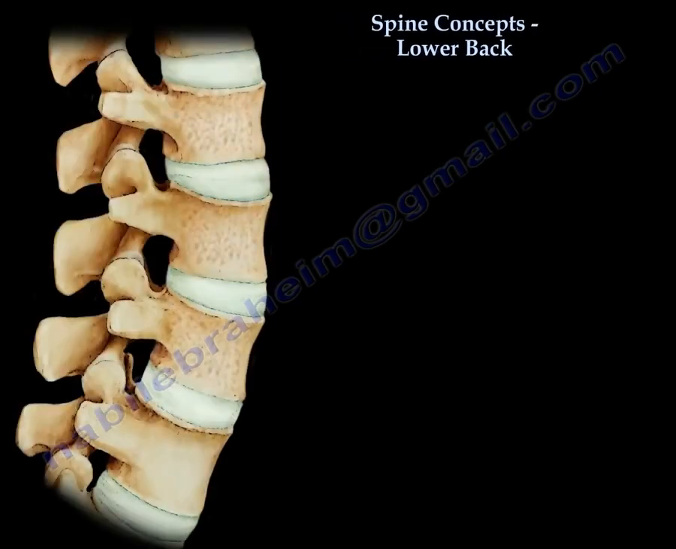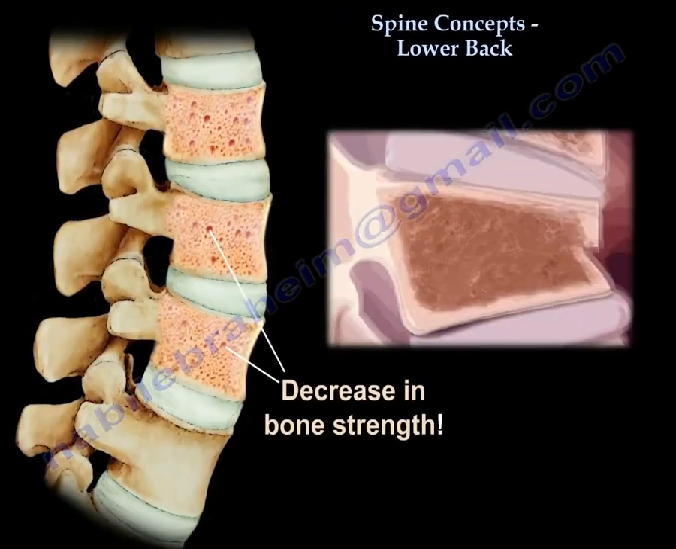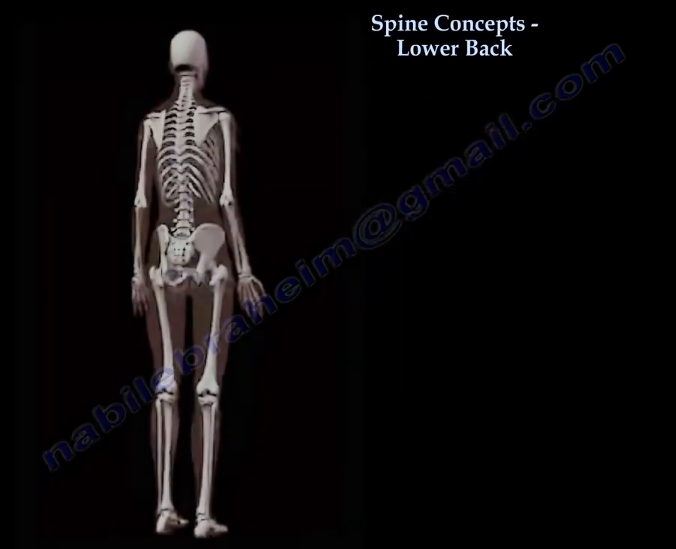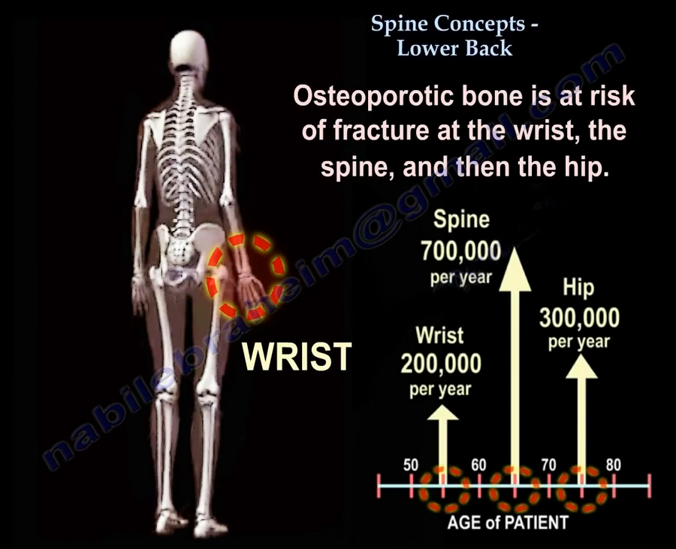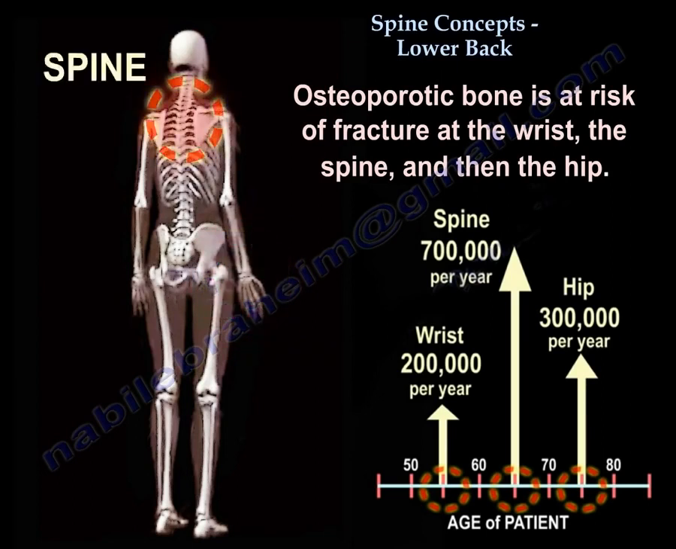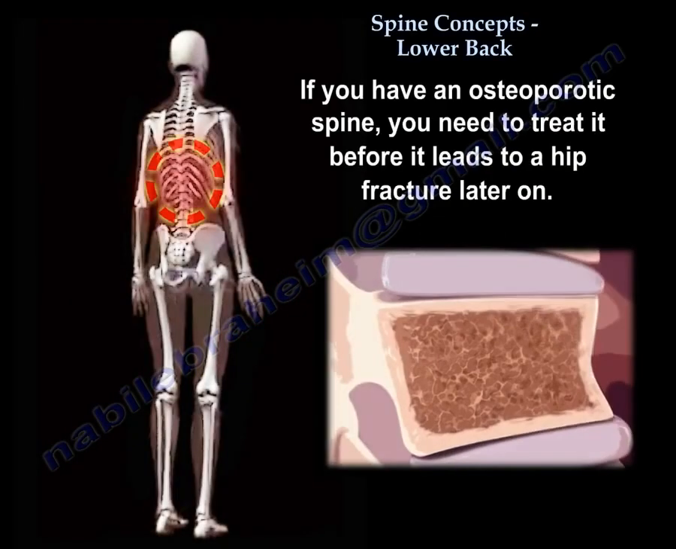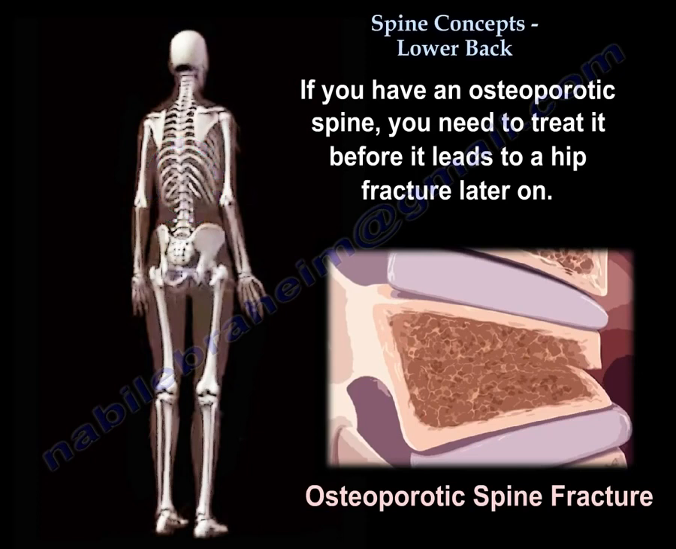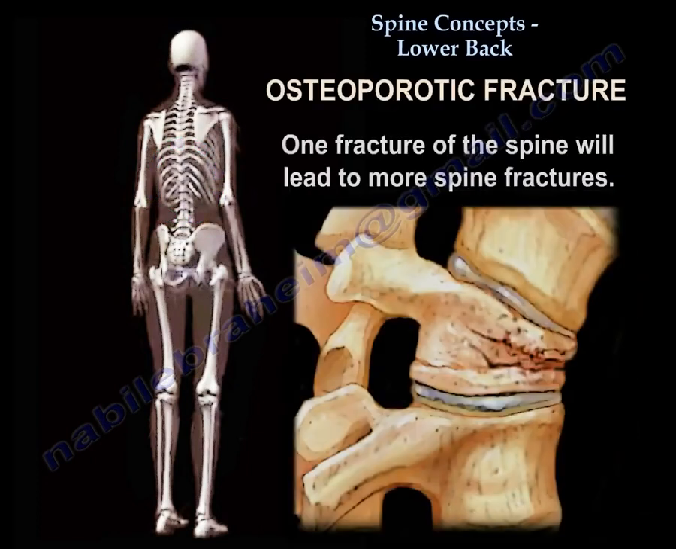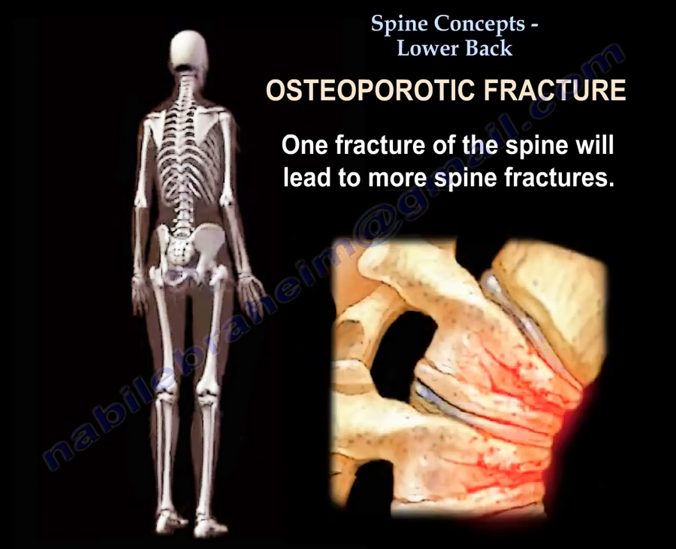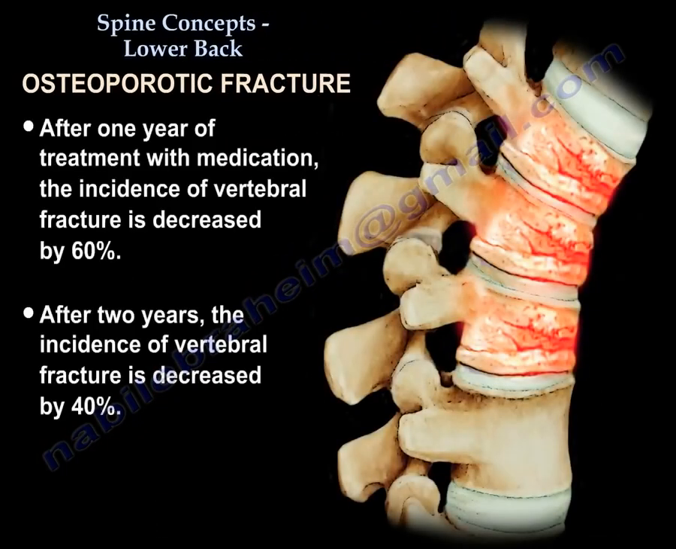How about osteoporotic fracture? When osteoporosis starts causing fracture, you start with the wrist, then the spine, then the hip. So if you have an osteoporotic spine, you want to treat it before it goes to a hip fracture later on. And if you have one spine fracture, that will lead to more spine fractures. After 1 year of treatment with medication, you decrease the incidence of vertebral fracture by 60%. After 2 years, you decrease the incidence by 40%.